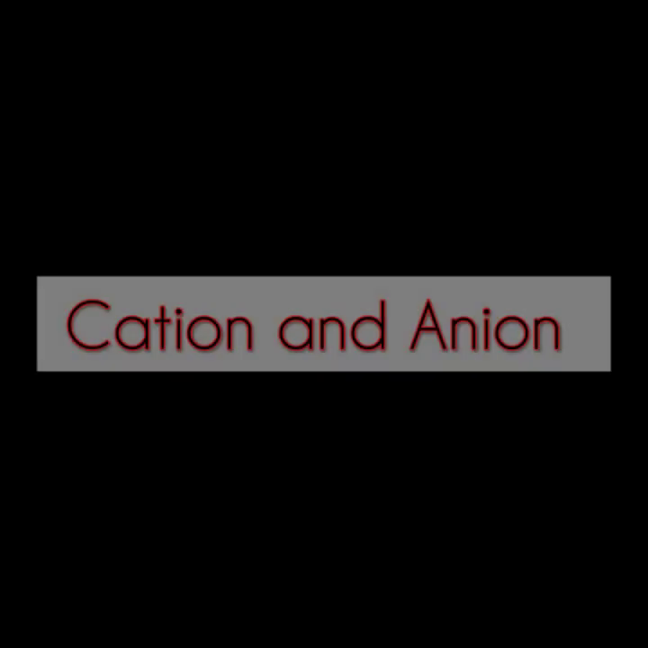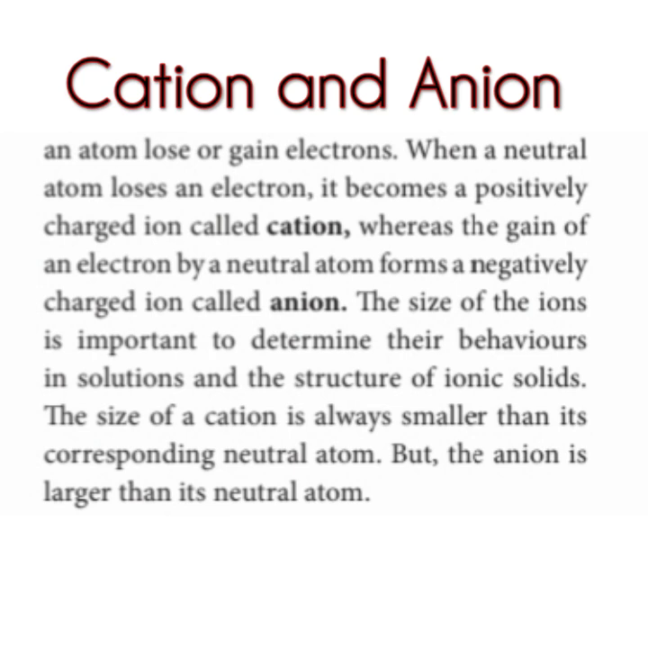Next topic is ionic radius. In an atom, the distance between the nucleus and the outermost electron is the atomic radius. If we consider an ion, there are 2 types: one is cation and the other is anion. A neutral atom has an equal number of protons and electrons.